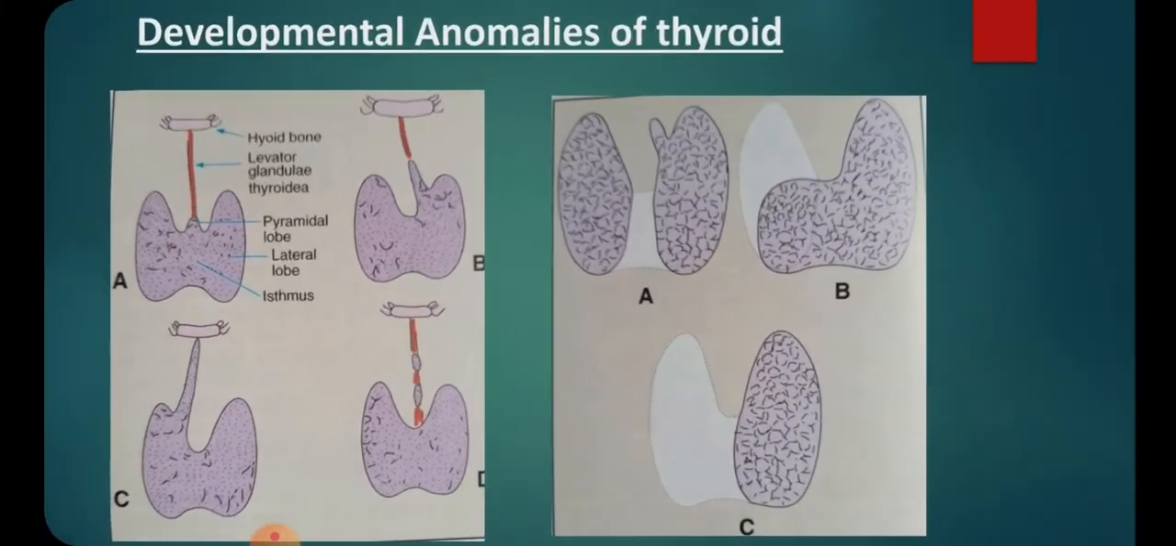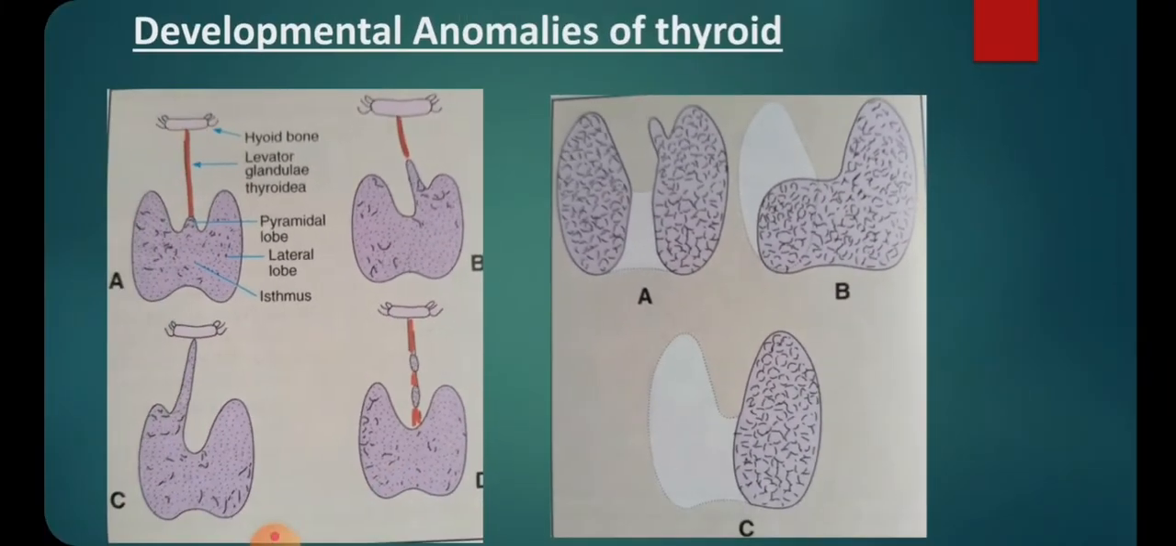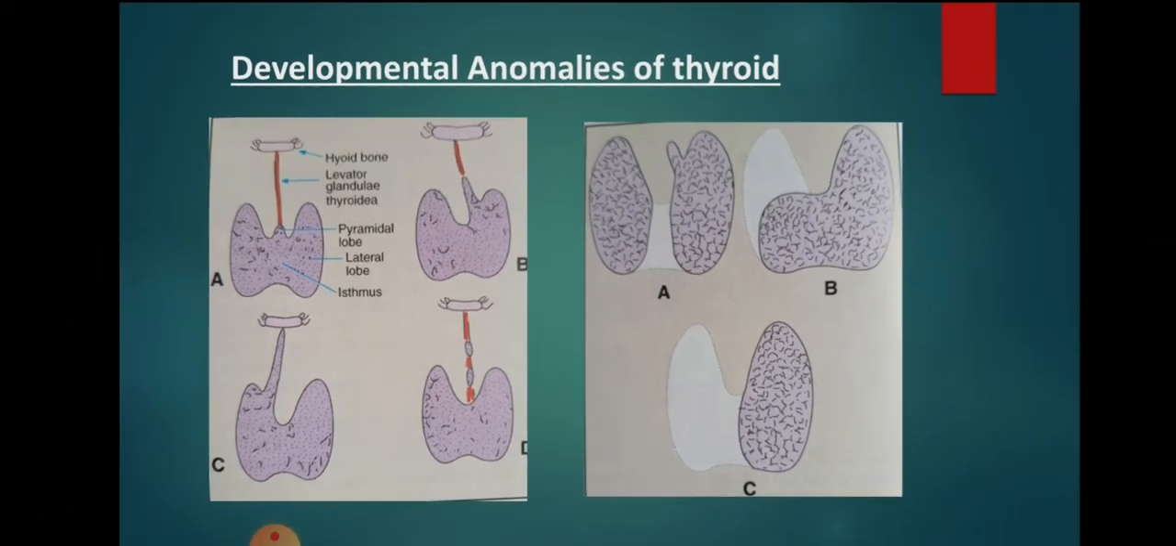Okay. And any part of the thyroid gland may fail to develop, that is called agenesis of thyroid. The isthmus may be absent, one lateral lobe may be absent, or isthmus and lateral lobe both can be absent.